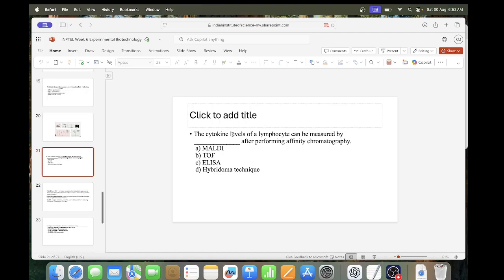Now, coming back to the question, the cytokine levels of a lymphocyte can be measured by dash. Like I mentioned earlier, when we have two people with the same infection, we can measure the antibody response in both the people using a method called ELISA. In case we are not looking for antibodies, but for cytokines, that can be modified by just changing the substance that is immobilized. So, ELISA is the right answer for this question.